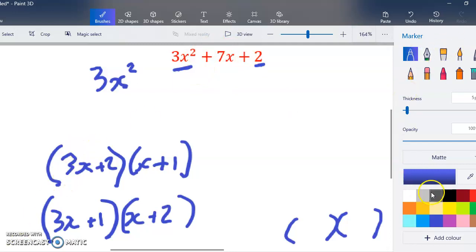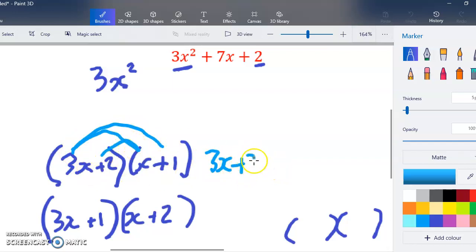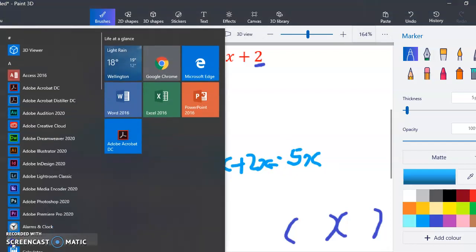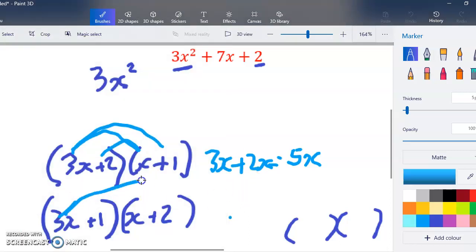Now here, if we just reversed our operations, the 3x times the x is 3x squared. 3x times 1 would be 3x. 2 times x is 2x. These two here, they've only added up to give me 5x. The one here, 3 times x gives you 6x, and 1 times x gives you x. These two, the x terms, add to make 7x. So that's what we're going for.